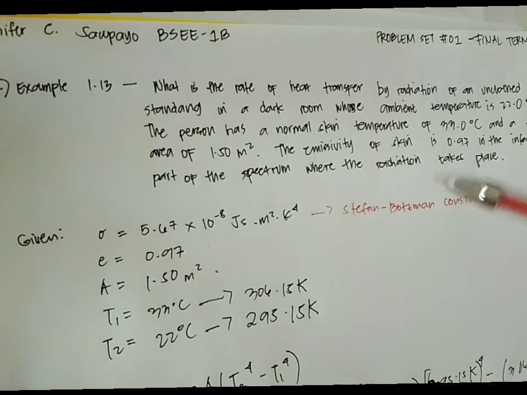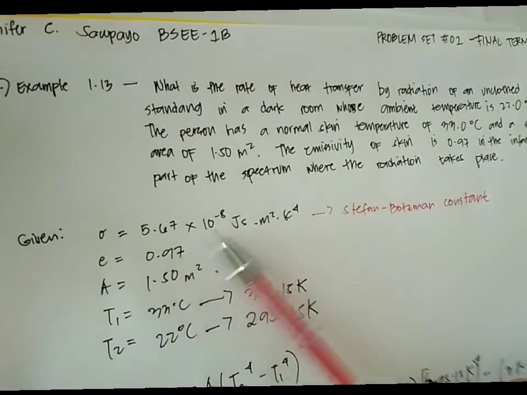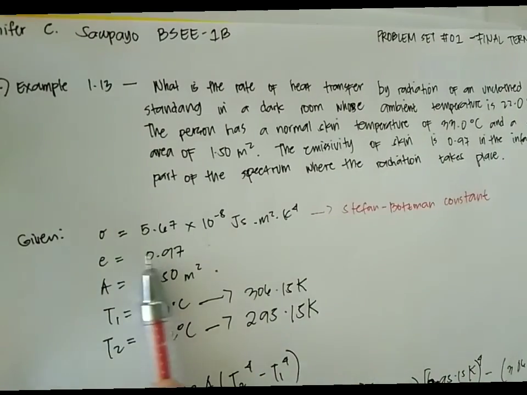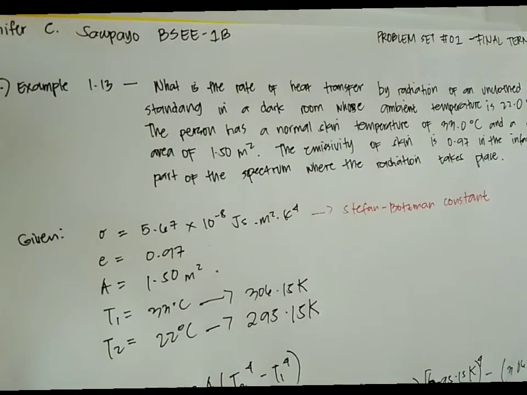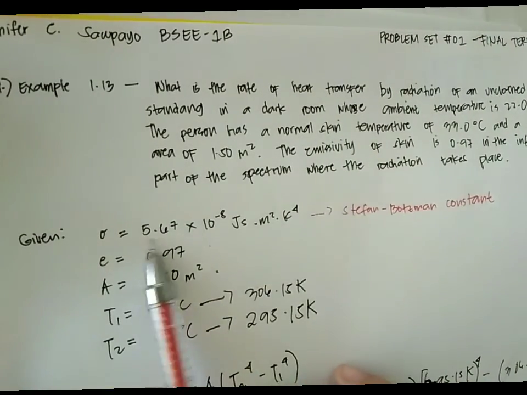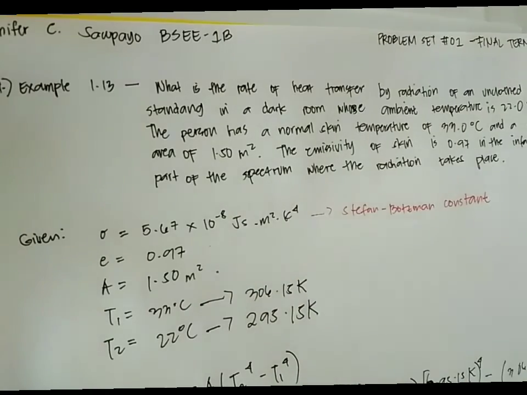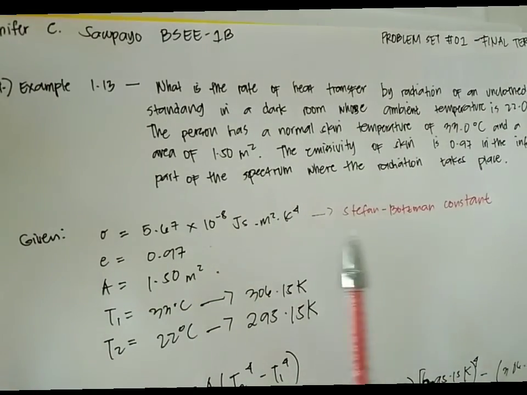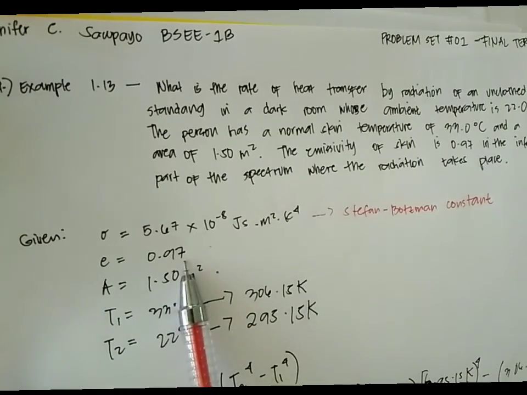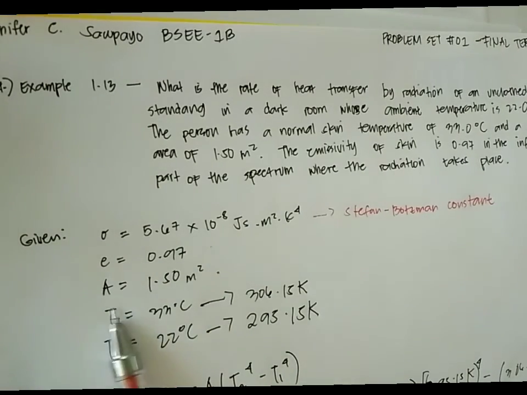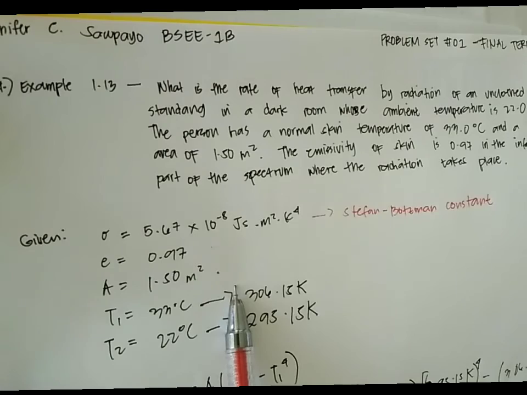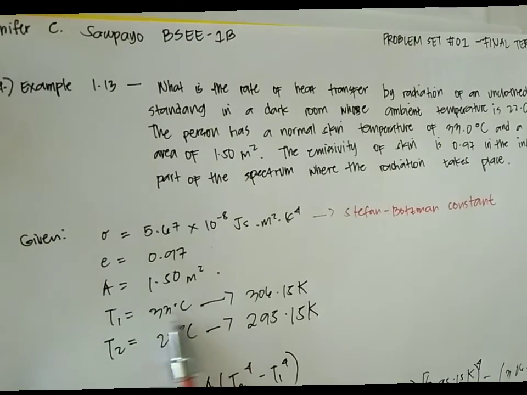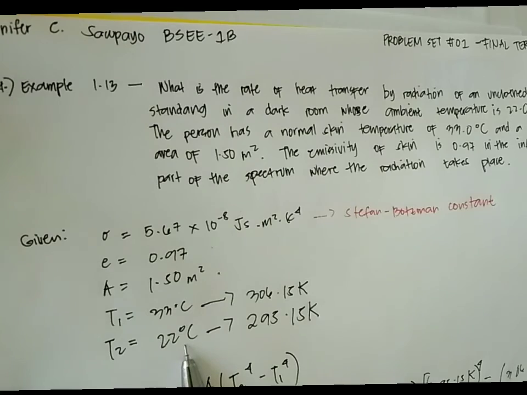So first, these are the given values. The Stefan-Boltzmann constant is a constant, meaning it is a given value, and it does not change. Second, the emissivity of the skin is equal to 0.97, the surface area is 1.50 square meters, the temperature 1 is 33 degrees Celsius, and the temperature 2 is 22 degrees Celsius.